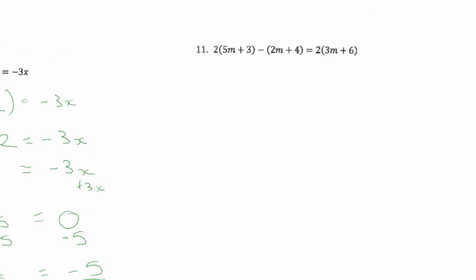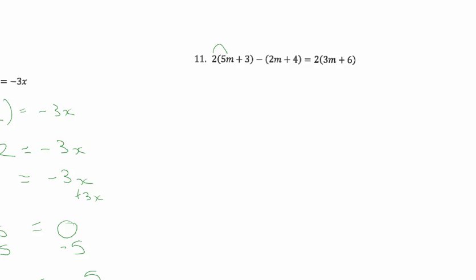What are we doing here? Once again, we're just breaking the brackets initially. So let's do it. 2 times 5, that's 10m. 2 times 3 is 6. Now this is multiplied by minus. There's not two brackets, so I can just do one. Minus times 2m is minus 2m, and minus times plus 4 is minus 4. And that equals 2 times 3, which is 6m. Multiplying the brackets again, 2 times 6 is 12.